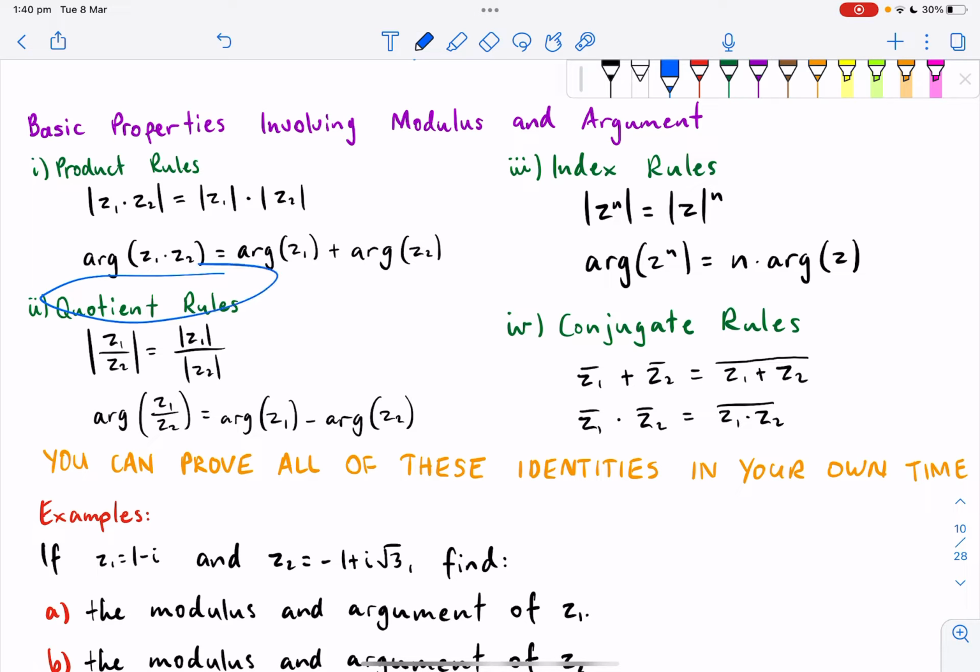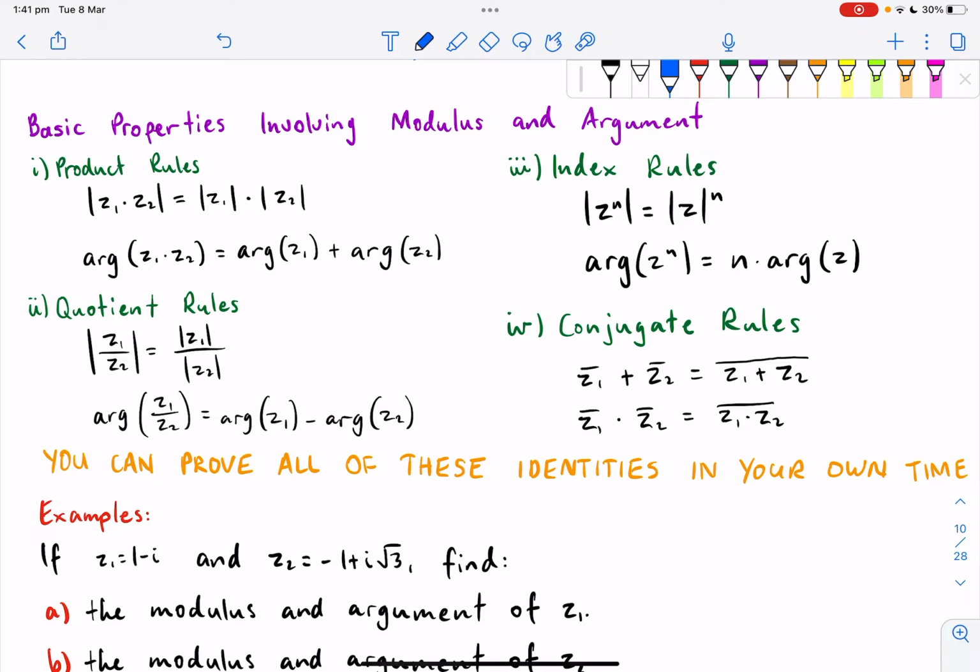All right, so now the quotient rules. It works very similar to the product rules. If I have the modulus of z1 over z2, then this is equal to the modulus of z1 divided by the modulus of z2. So these ones are fairly straightforward. I don't think anyone will have any issues understanding that. But now, the argument of z1 over z2 is equal to the argument of z1 minus the argument of z2.